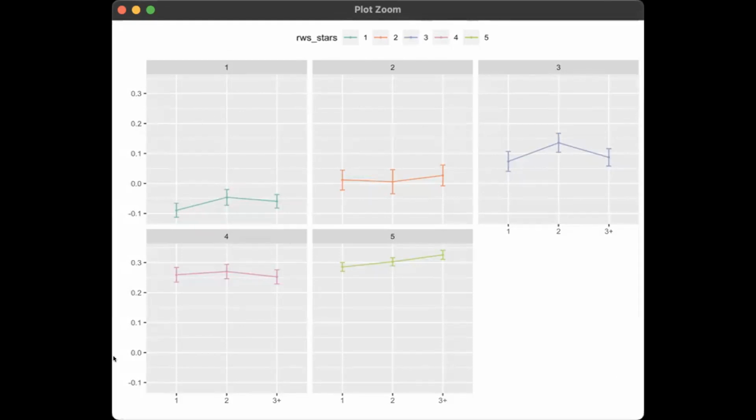So just by looking at this plot, what do you think? What kind of conclusion can we draw from the sentiment analysis we just did together? What kind of conclusions can you draw? Any thoughts on this?